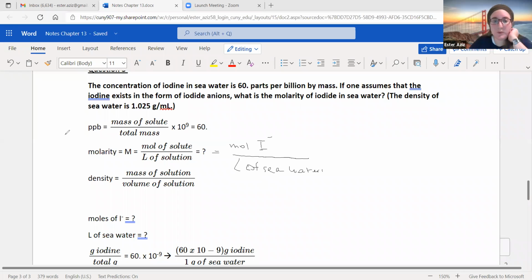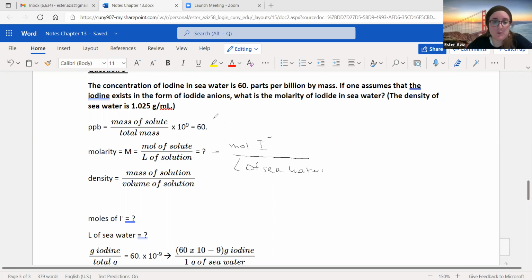And now that we wrote what we need to find, let's write down what we know already from the problem. So we know that the concentration of iodine is 60 parts per billion, ppb. Now let's write again the definition of ppb. That's equal to mass of the solute. Well, it says that it's by mass, so it's equal to the mass of the solute over the total mass times 10 to the 9th power, and we're told that it's 60.